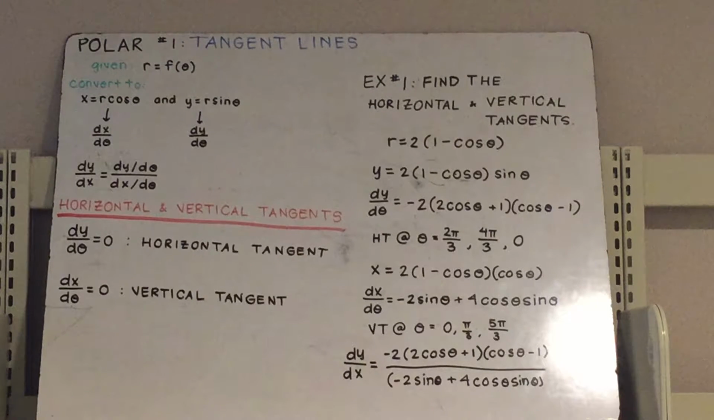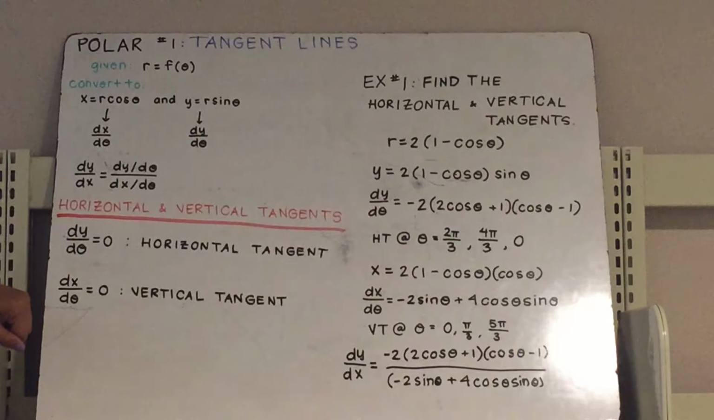The first thing you want to do is convert into x's and y's. So I started with y. Since y equals r sine theta, I substituted that in, so y equals 2 times 1 minus cosine theta times sine theta. If you found the derivative and simplified, you'd get dy d theta equals negative 2 times 2 cosine theta plus 1 times cosine theta minus 1. If you set dy d theta equal to 0 to find your horizontal tangents, you'll see that you have horizontal tangents at theta equals 2 pi over 3, 4 pi over 3, and 0.